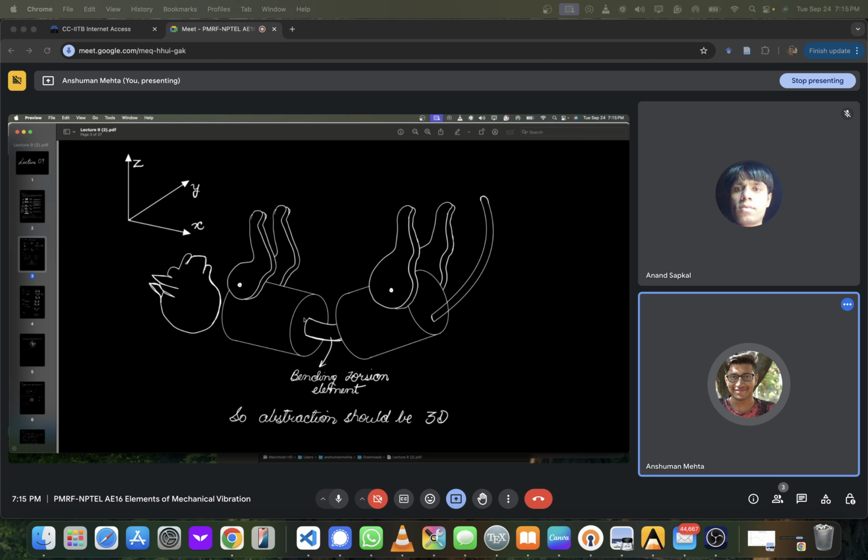In reality, the tail plays a very high role in this phenomenon, but as of now we are just neglecting the tail. Actually the tail is the main actuator in the cat's body, but for now we will just neglect it.